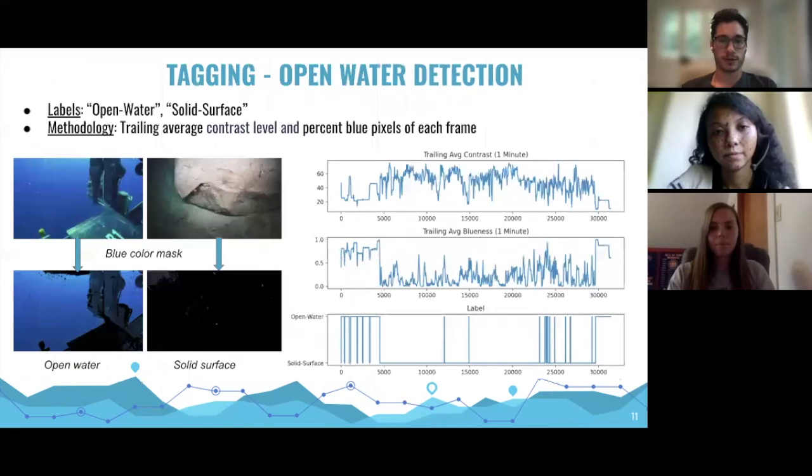Another tag we generated is essentially a binary classification between open water and solid surface, essentially asking: is the frame occupied by the open ocean, or does it contain some kind of surface? The approach we took for this tag is similar to the previous one in that it also leverages thresholded pixel algorithms, with the basic concept being that frames of open water have a higher percentage of blue pixels and that the overall contrast in the image is low.